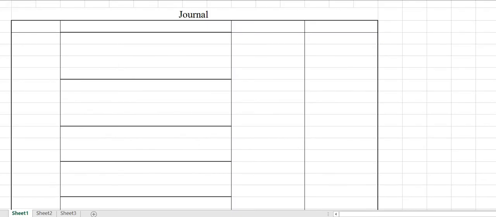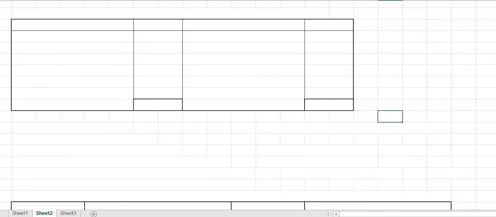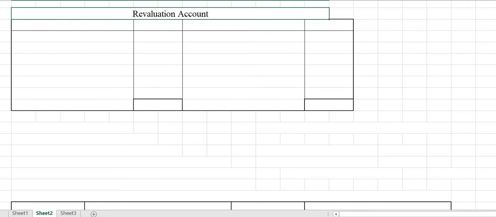See, here is a journal. We have prepared a journal and you can also draw a long journal, and we will write the journal entries after preparing the revaluation account and other ledger accounts. First of all, you have to leave some space for drawing a journal, and after leaving this space we will proceed with ledger accounts. First of all, we have to prepare the revaluation account. So we are preparing it here with the heading revaluation account, with particulars and amount.